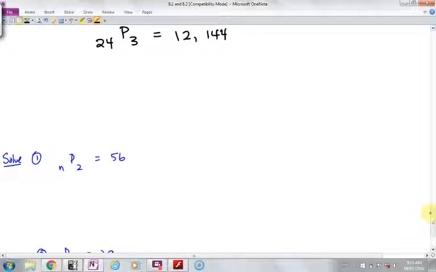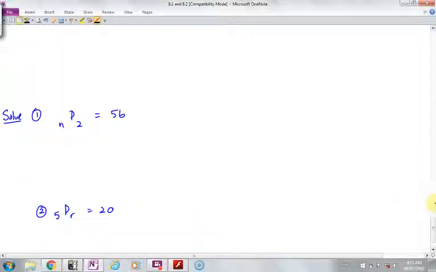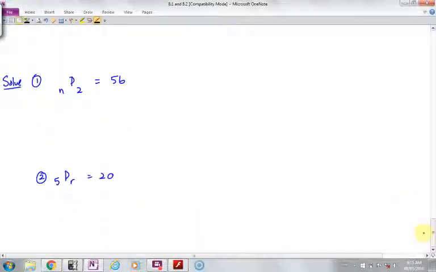The only other questions that I want to show you are things like this, where we have to solve for unknowns. So let's say I don't know how many objects I have, but I know that if I pick 2 of them, I'm going to get 56 different options. Okay? How many objects did I start with, is the question. Okay. This is where we use our formula.